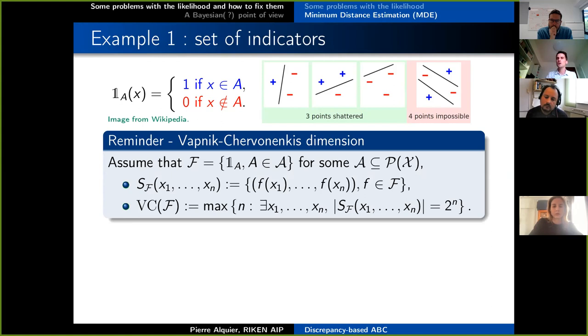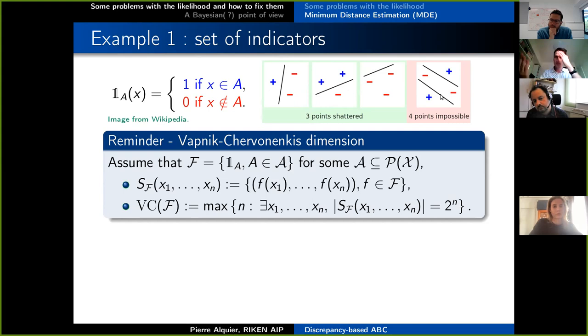Okay. So for example, if the set A is a half plane, for each possible configuration of 3 points, you see here that you can separate them. But on the other hand, there is here a configuration of 4 points and a choice of signs, plus or minus, so that it's not possible using a half plane to have the plus on one side of the half plane and the minus on the other side.